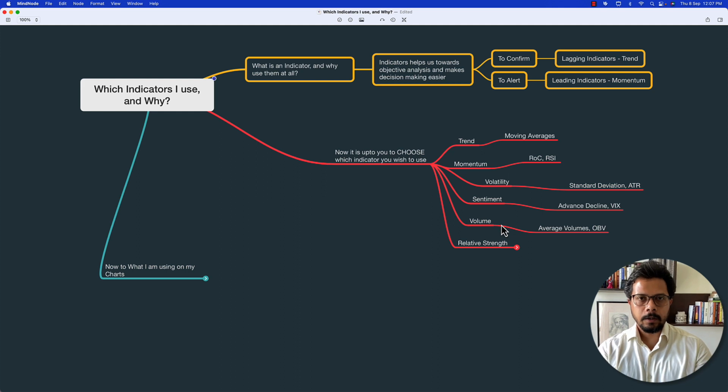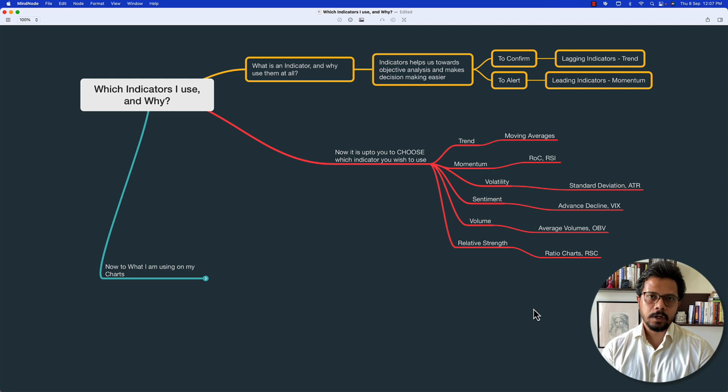Volumes, you can look at the volume bars, you can plot some averages on the volume bars, OBV and various other indicators to give you an understanding that with this price trend, whether the support of the volumes is there or not. And then finally, relative strength. Relative strength, you can plot ratio charts, you can find how, let's say, one asset class is doing vis-a-vis the other asset class, or how one sector is performing vis-a-vis the benchmark index, how one stock is performing vis-a-vis its peers, let's say from an Indian equity market perspective.